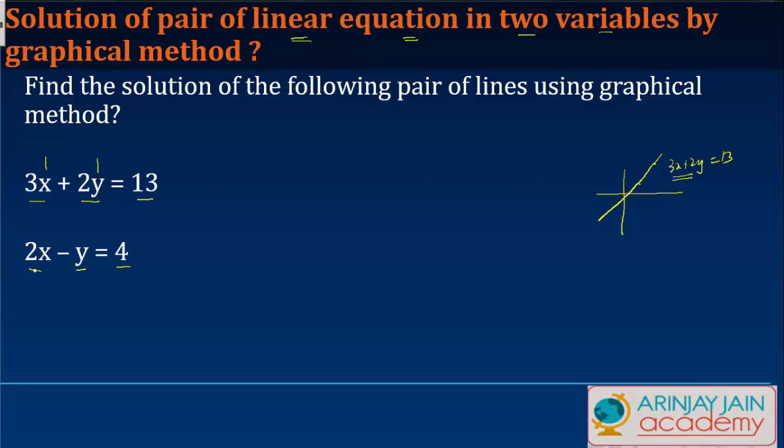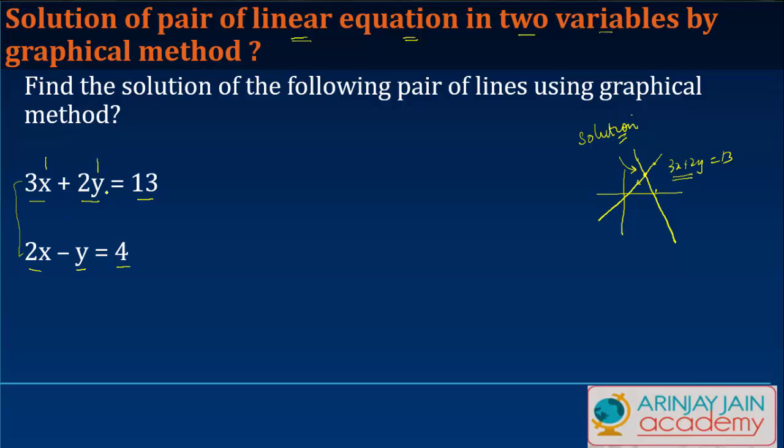Again, you might have some other line, 2x minus y is equal to 4. Let's say there are 2 points through which this line passes, and this is how it is drawn. The point where these two lines intersect is known as the solution of these two lines. So what we need to do is first find these points through which each line passes. For that, we put in some value of x for which we get the corresponding value of y, and similarly for y.